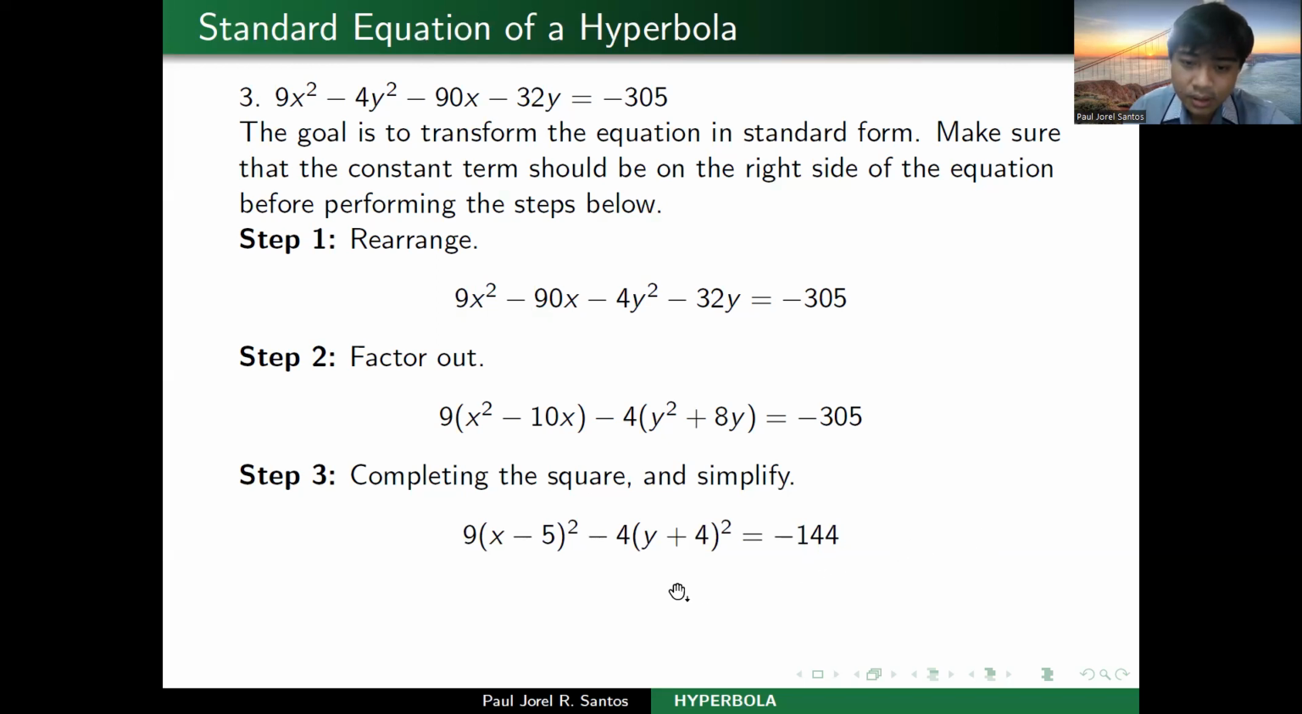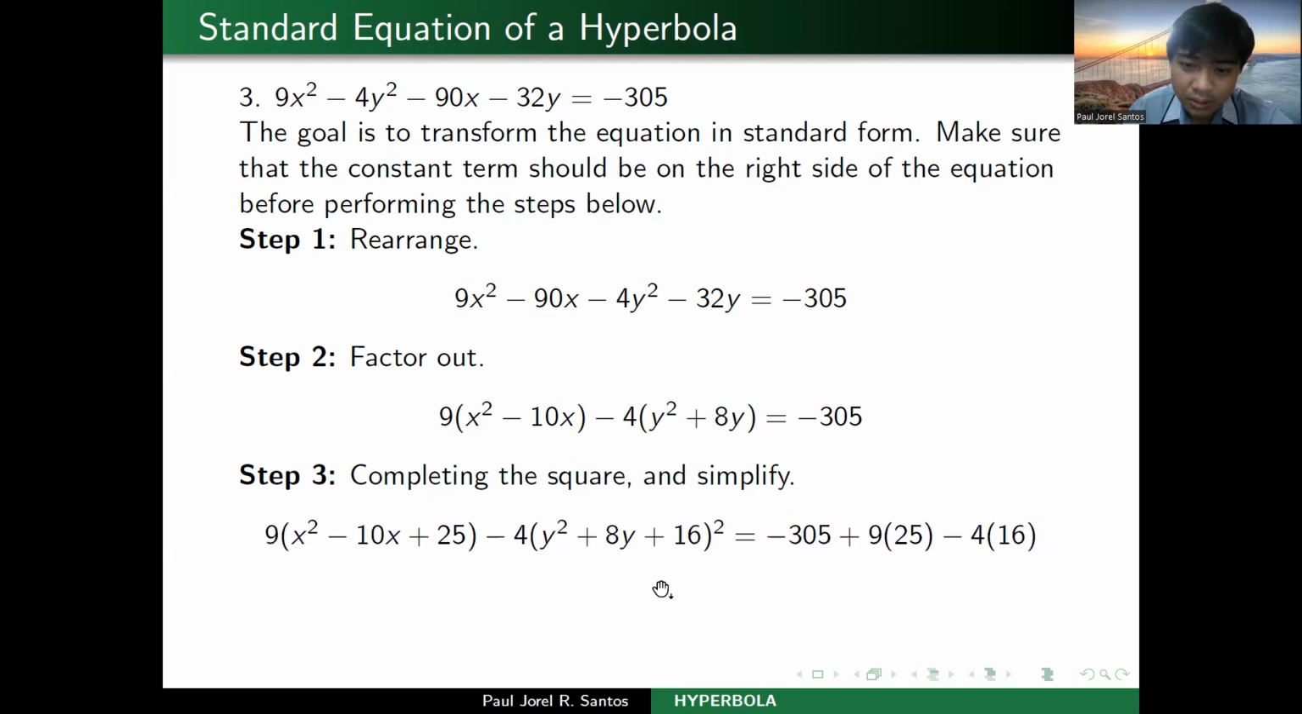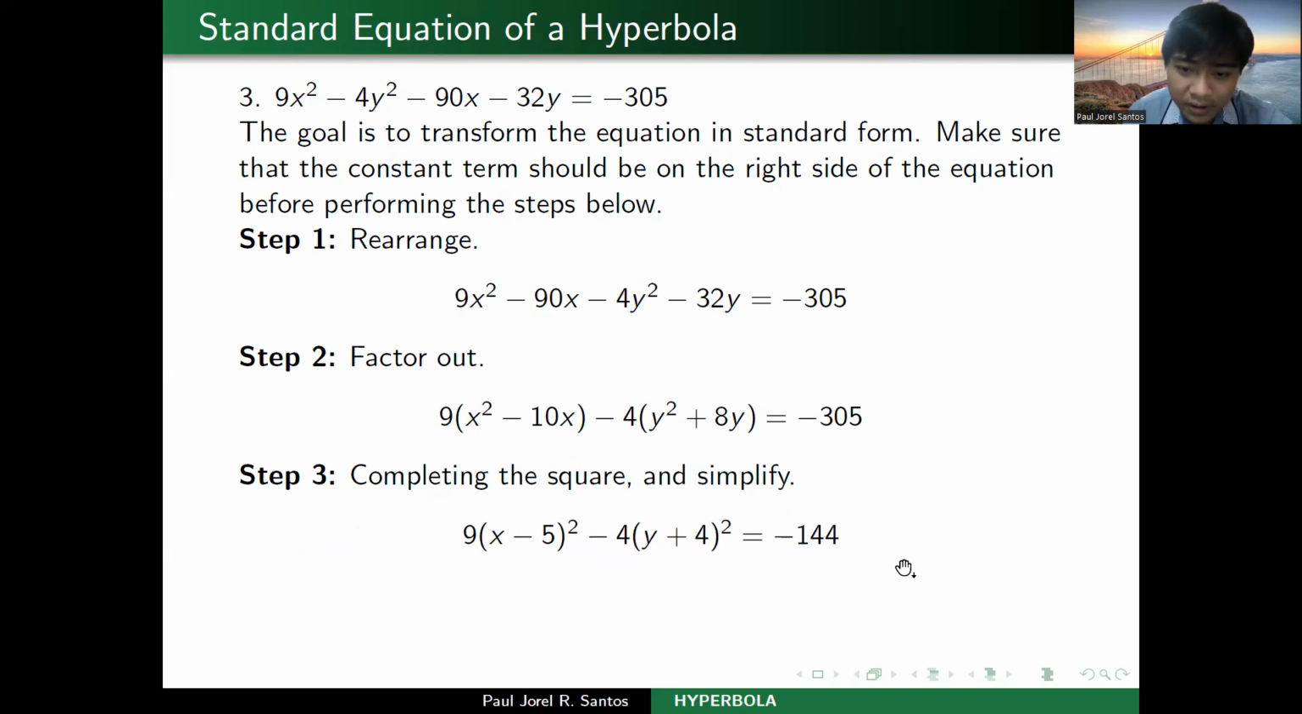Okay? Sir, how did we simplify it again? The square root of this x, taking the operation here, minus, and the square root of this 5. The square root of this is y. The operation here is plus, and the square root of 16 is 4. So doing so, I have here this. And simplifying the right side will give us negative 144.